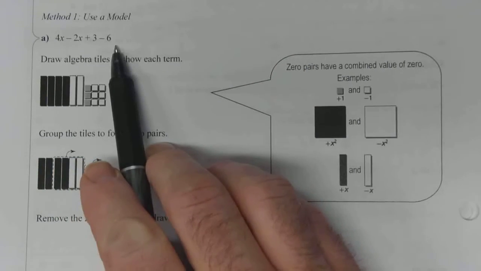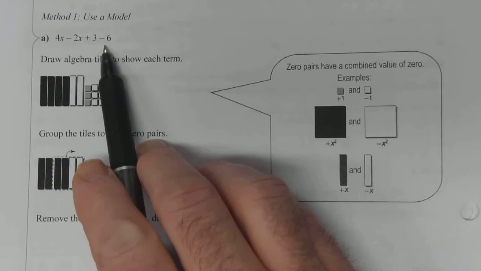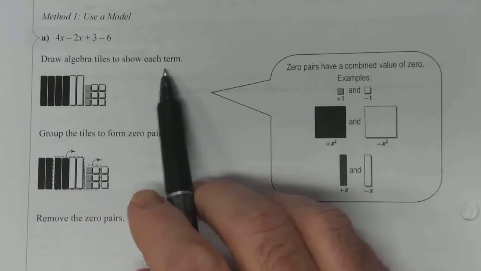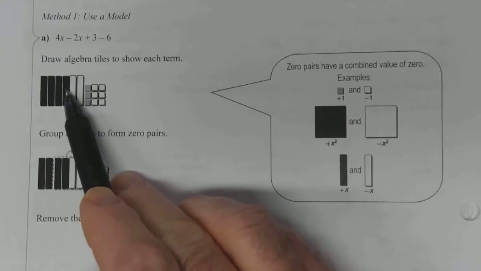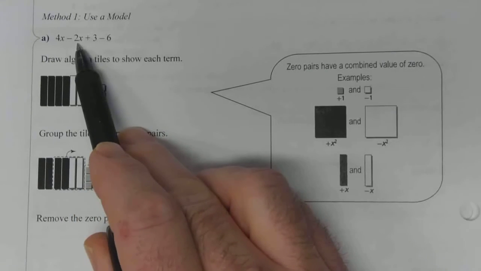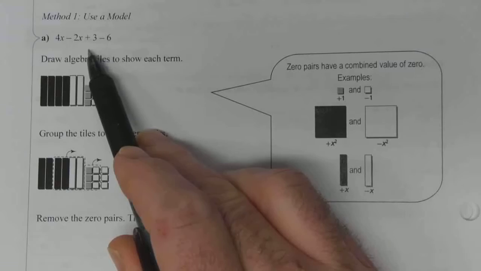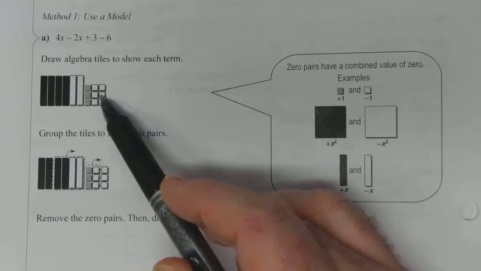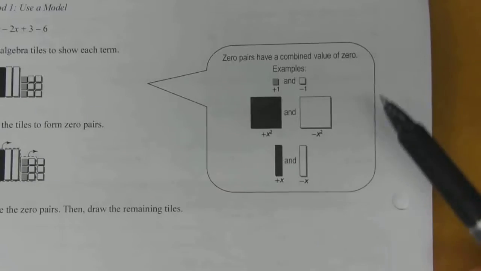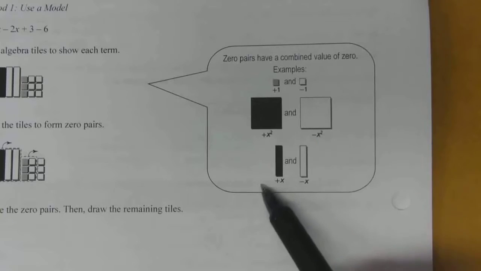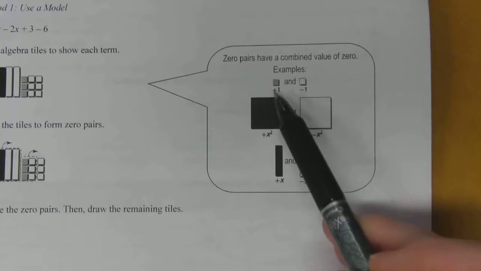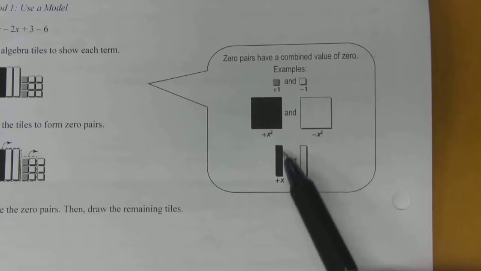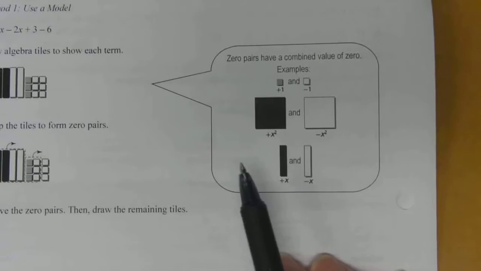We have a polynomial here. It's got 4 terms, but they're like terms in there. So if we were to draw the Algebra Tiles to show each term, we'd have 4 x's, which is 4 dark bars. We'd have 2 negative x bars. We've got 3 single shaded tiles for the 3, and then we've got 6 single white tiles here as well. Now remember, shaded means they're positive, white means negative. The little guys are worth 1, the big ones are worth x squared, and then the bars are worth just an x value.